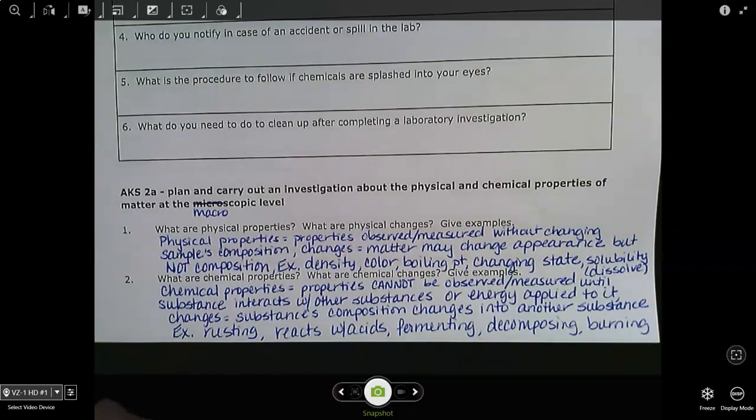So that's the difference between physical and chemical. Physical, you can observe it without anything changing. And when it does go through a change, it's still the same material. It's still the same chemical composition. Chemical, you can't see it until it interacts with something else or you add energy to it, and it will change into some other chemical composition.